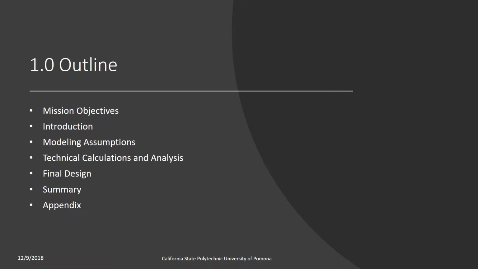Our outline encompasses all the topics we will be discussing in this presentation, from mission objectives, the introduction, modeling assumptions, including trade studies for vehicle selection, our calculations and analysis, our final design of the Proserpine mission, a summary showing we have met all mission requirements and objectives, and lastly, an appendix to show all of our data and calculations used for our mission.